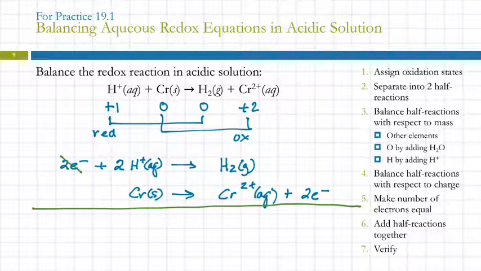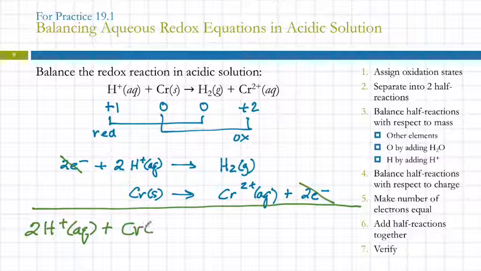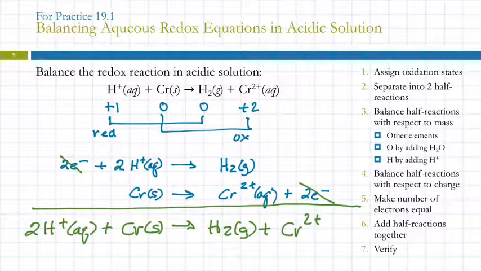So I've got 2 electrons and 2 electrons. Those cancel out. And I'll copy down what's left. 2H+ aqueous plus Cr solid, forming H2 gas plus Cr2+ aqueous. Double check that the atoms are balanced and the charges are balanced, and they are. Any questions?